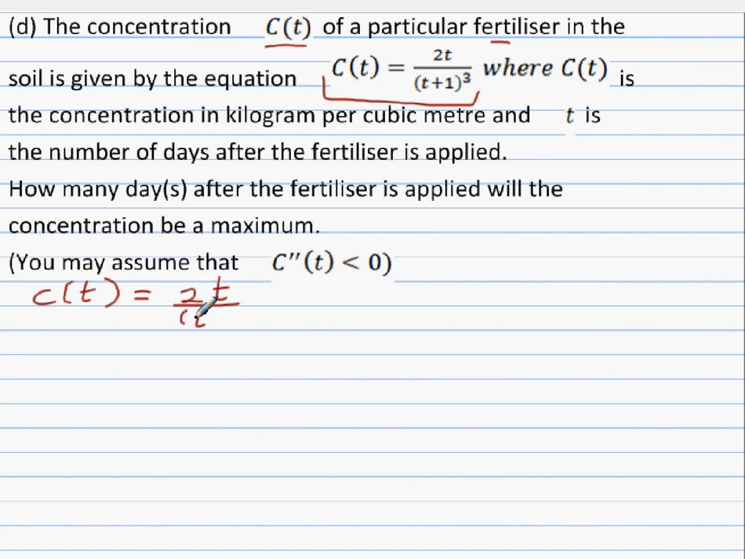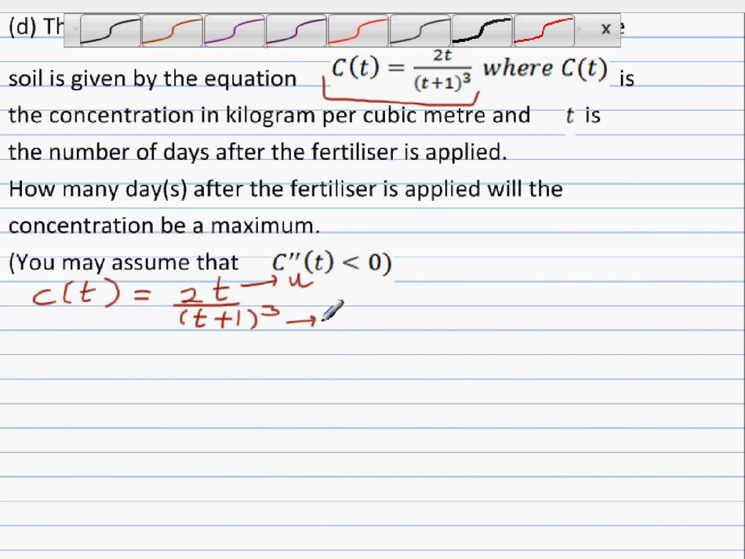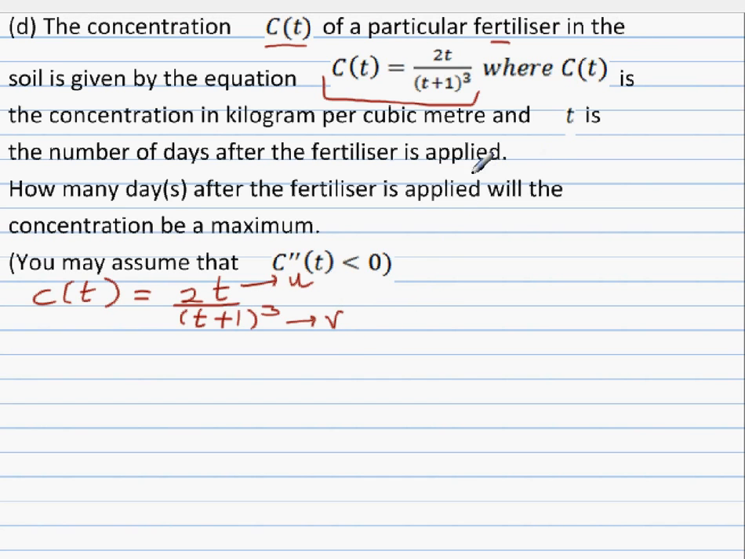So here you have a composite function. This is your u and this is your v. So we're going to use the quotient rule. The question is where C of t is the concentration in kgs per cubic meter and t is the number of days after the fertilizer was applied. After how many days will the concentration be maximum?